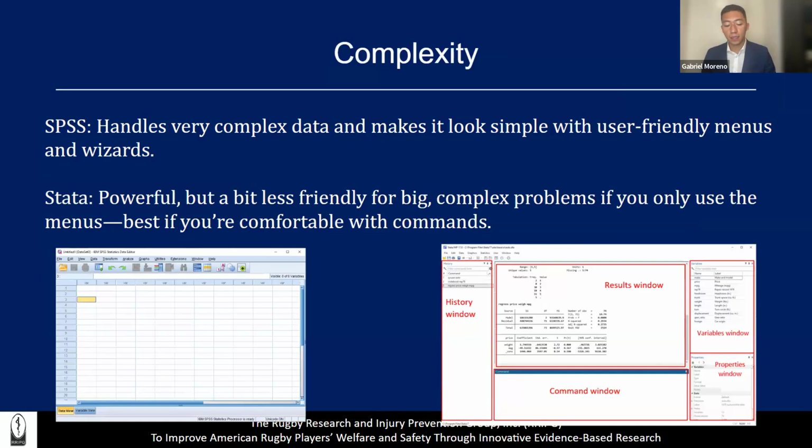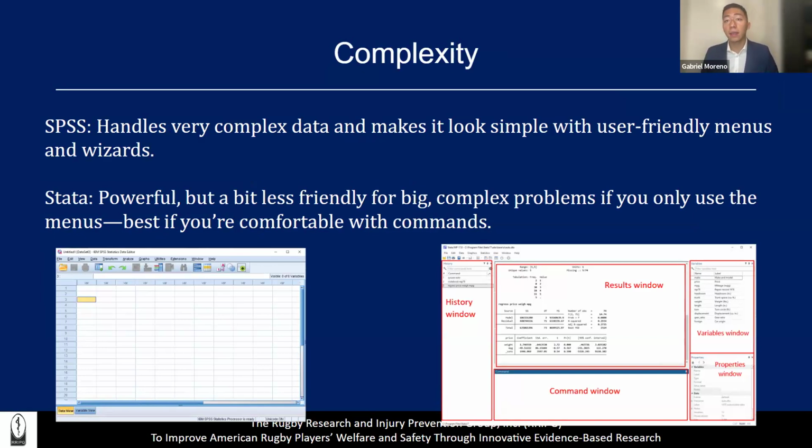So looking at complexity, you can see the user interface for both of them. SPSS is on the left and Stata is on the right. As you can see, SPSS, it looks a bit simpler. It handles very complex data, and it makes it look simple with the user-friendly, just click, menus, and the different widgets that they have. Stata, on the other hand, it's a bit less friendly.